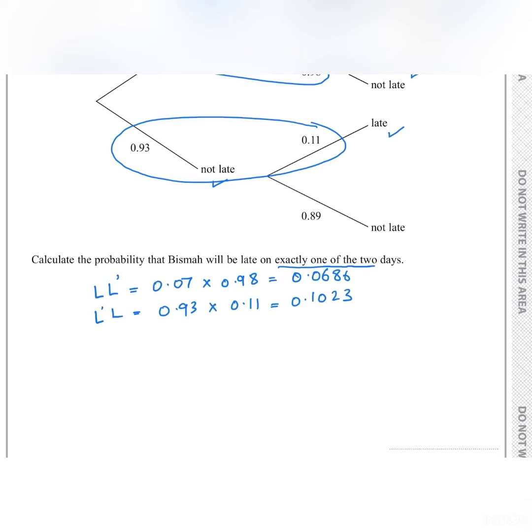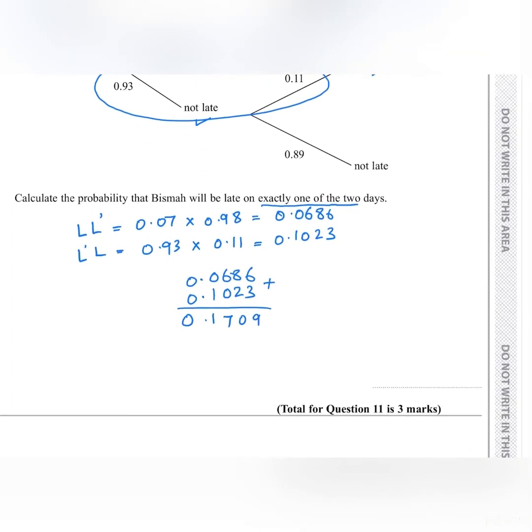Okay, so if we add these values together, 0.0686 add 0.1023, and we should get 0.1709. Hmm, so the answer for this question is 0.1709, 3 marks. So nice and simple for a question 11 in paper 3H.